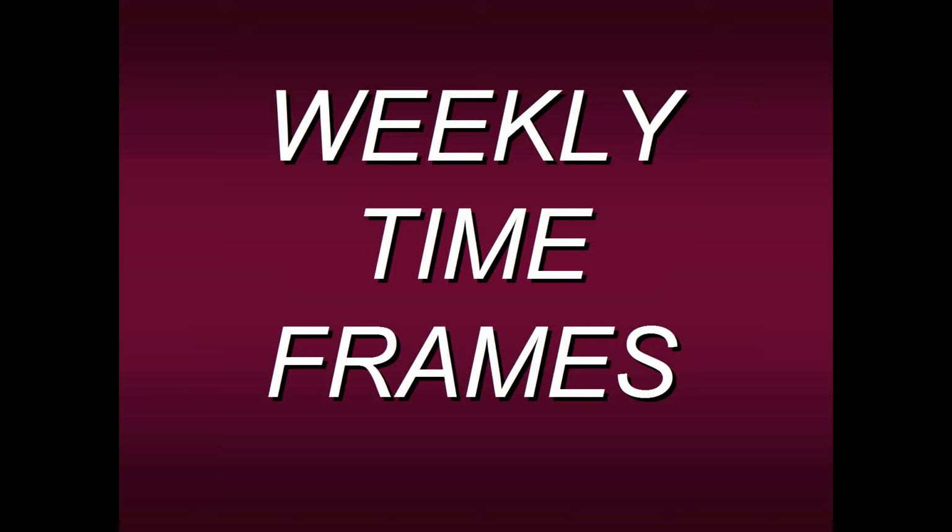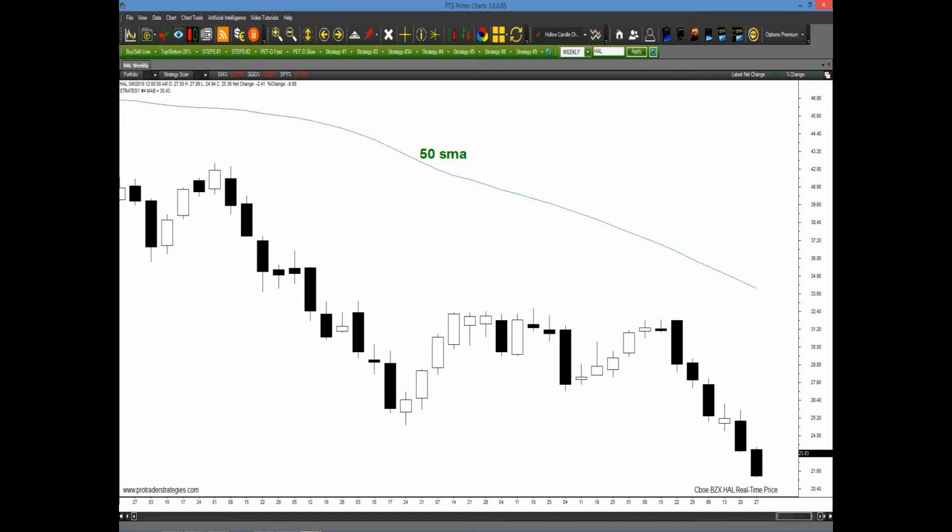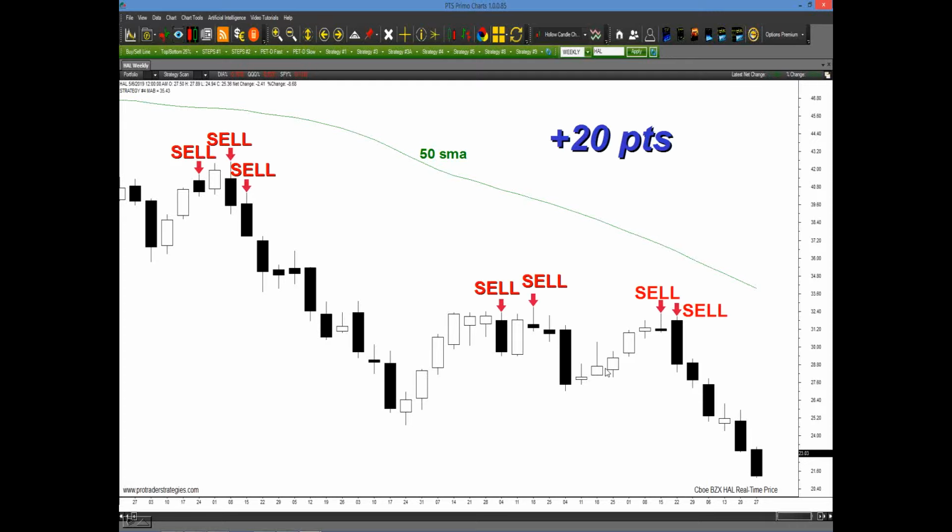All right, so let's look at some different time frames. I know not everyone trades daily bars. Here's a weekly time frame of Halliburton going back, okay? We're below the 50-period moving average. We see all these bars that close in the bottom 25% of the range, and look at all the sell signals that are generated when we add the remaining 2 requirements of strategy number 4.